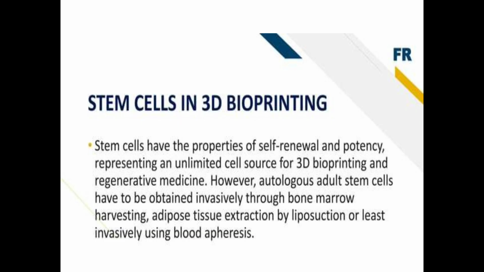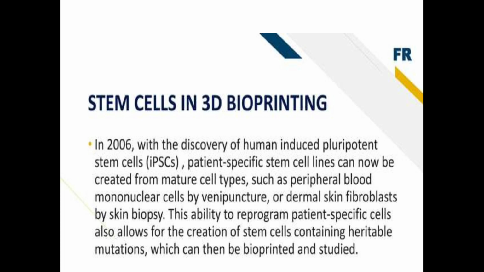However, autologous adult stem cells have been obtained invasively through the bone marrow, where we harvest them, and adipose tissues are extracted by liposuction. Stem cells are used in 3D bioprinting. Human induced pluripotent stem cells were utilized in the year 2006. We call them iPSCs.